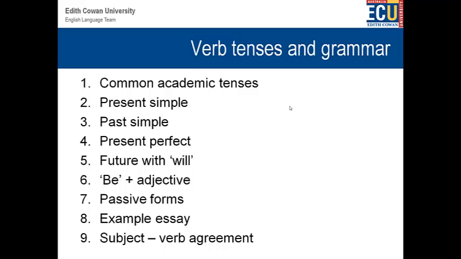I'm a learning advisor at Edith Cowan University, and today I'd like to talk about verb tenses and grammar. We're going to start by talking about some of the common academic tenses and why we use them. Then we're going to go into a bit more detail. We're going to talk about the present simple, the past simple, the present perfect, future with will. We're going to talk about be and adjective, passive forms. We're going to look at an example essay and finally look at subject-verb agreement.